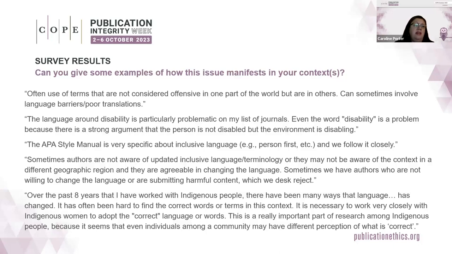And the final comment here, over the past 8 years that I have worked with Indigenous people, there have been many ways that language has changed. It has often been hard to find the correct words or terms in this context. It is necessary to work very closely with Indigenous women to adopt the correct language or words. This is a really important part of research amongst Indigenous people because it seems that even individuals among a community may have different perceptions of what is correct.